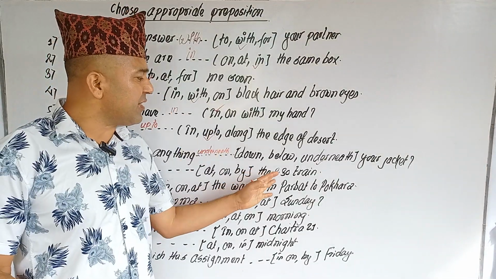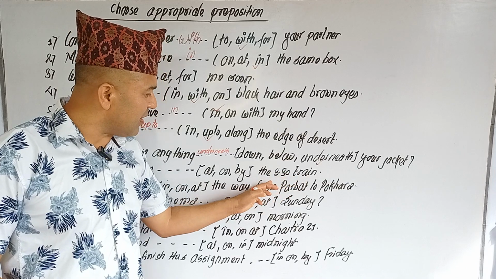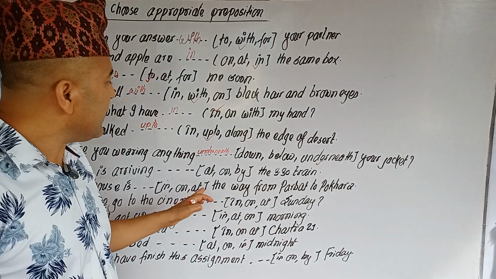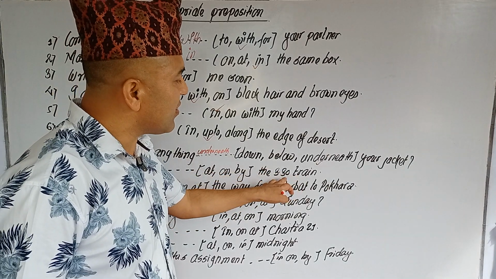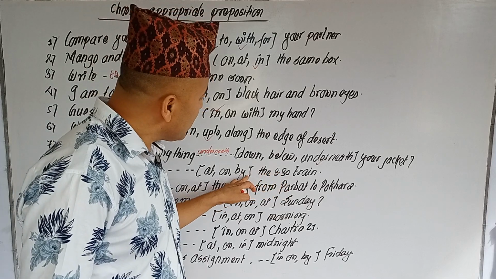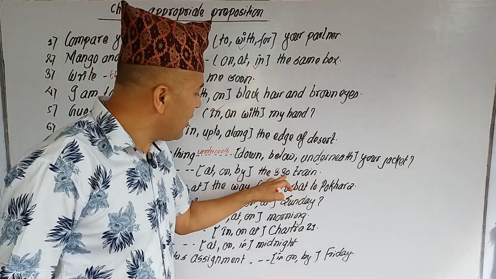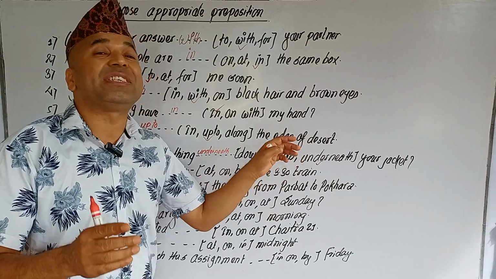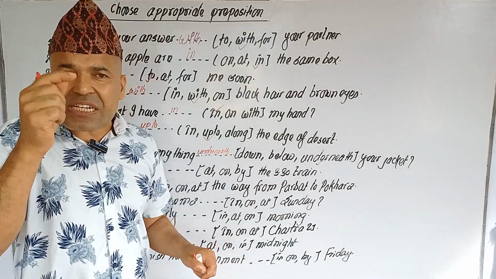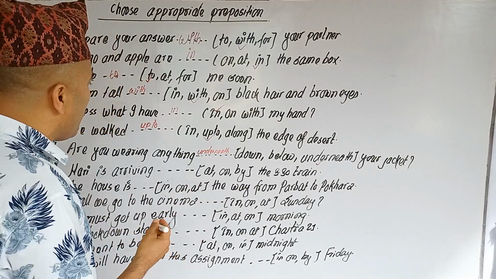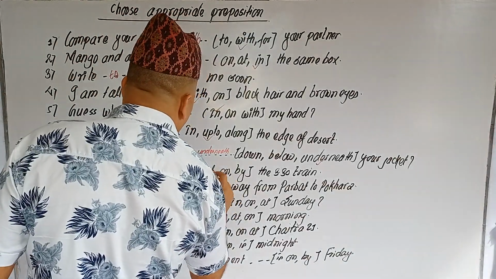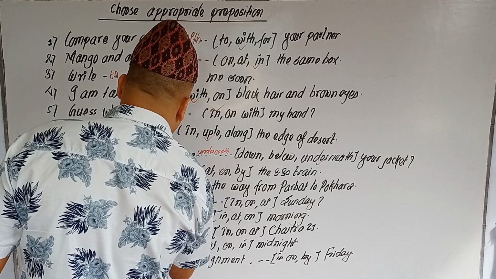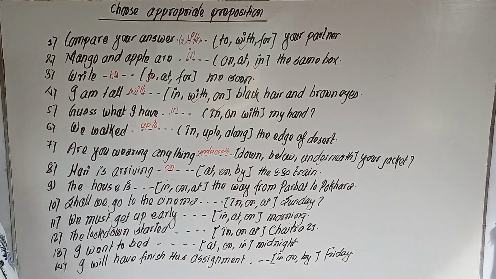Okay. Hurry is arriving on or by three things. By train, the time is mentioned here. That's why it is on. If only the train is mentioned, we have to use by. If there is a time, 3:30 train, it indicates the time. That's why on is here. On is right.